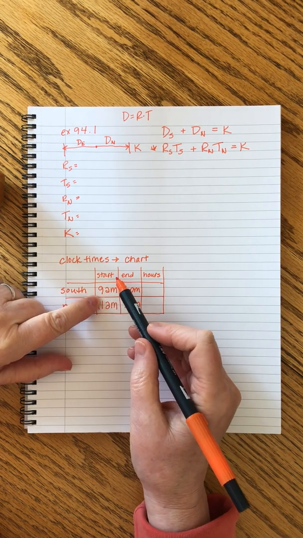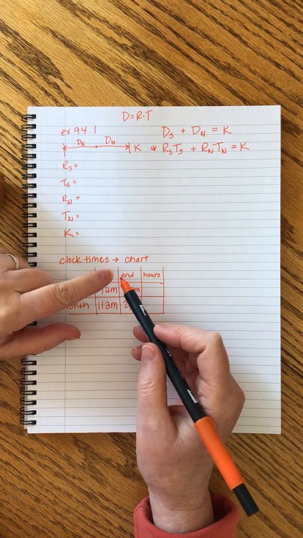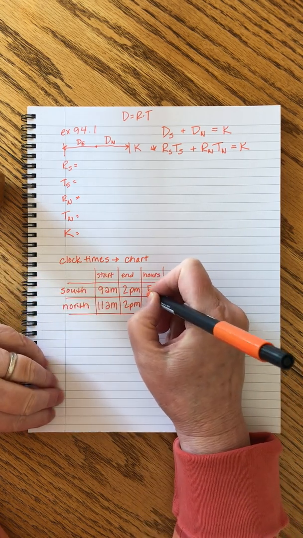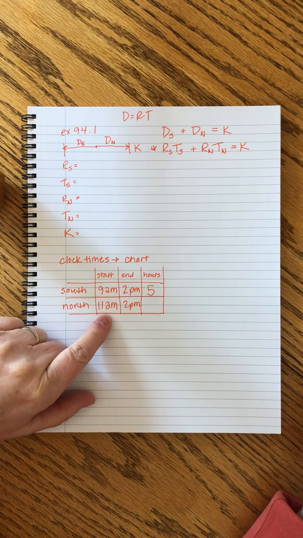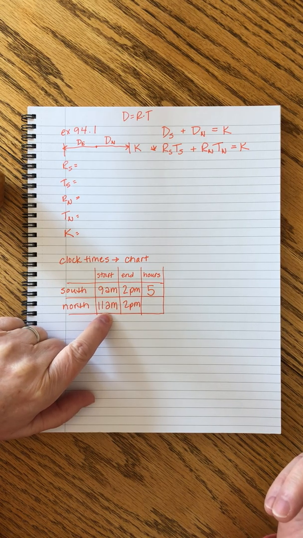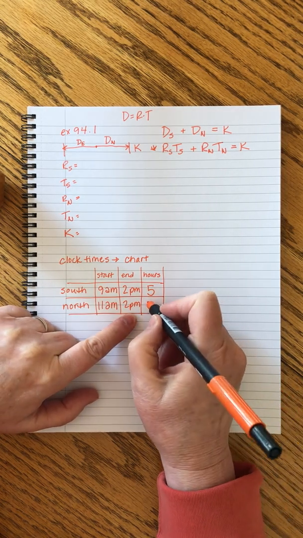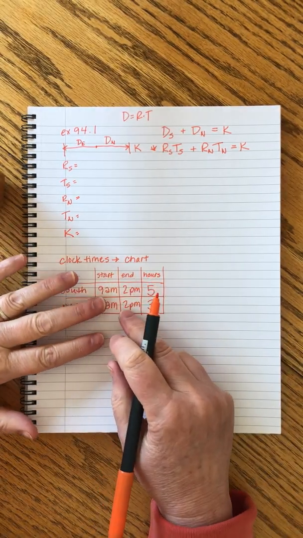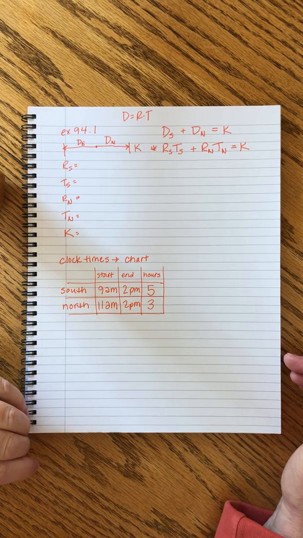From 9 a.m. to noon, that's 3 hours. Then from noon to 2 p.m., that's 2 more. So that's a total of 5 hours. 11 a.m. to noon is just 1 hour, plus 2 more means 3 hours. Make sense? So I just used this information to calculate.